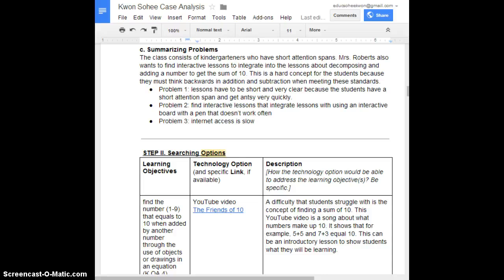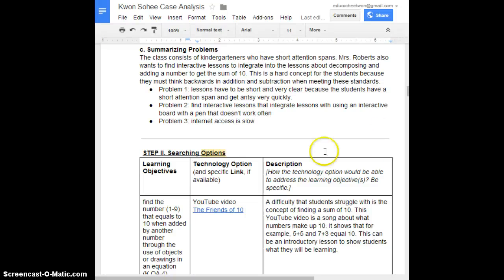However, I solved these problems by finding short games that required little or no internet. Also, my teacher, halfway through this case analysis, told me that they got a new interactive board that works fully and that the pens work now. So the interactive board that the pen did not work sometimes is no longer a problem.